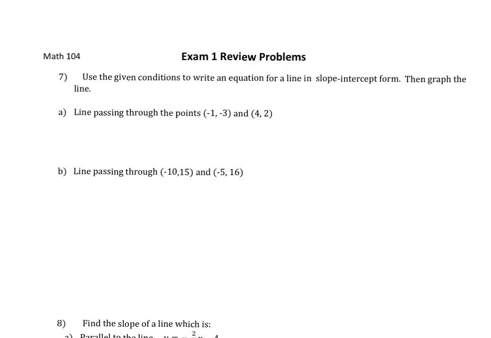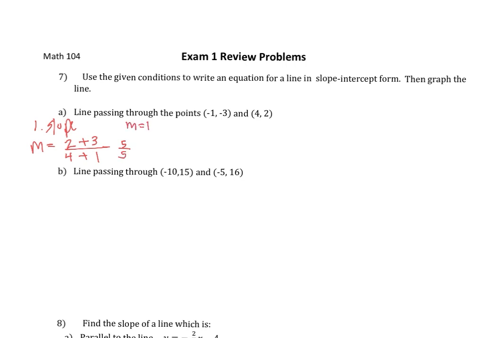All right, so the first problems on this page are to write the equation for the line in slope-intercept form and then graph. So first thing when we're trying to write an equation of the line is that we need to find the slope. In order to find the slope, if we have two points, we go y2 minus y1 over x2 minus x1, which is 4 minus negative 1, so plus 1. So that's 5 over 5, so that means our slope is 1.